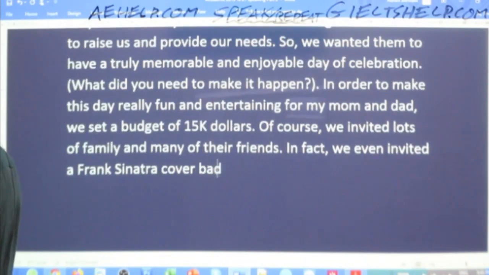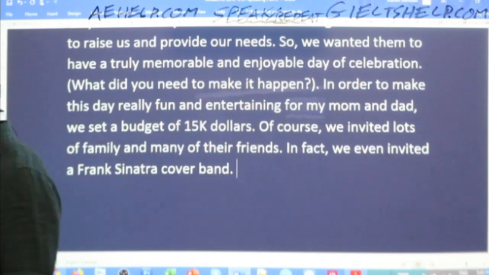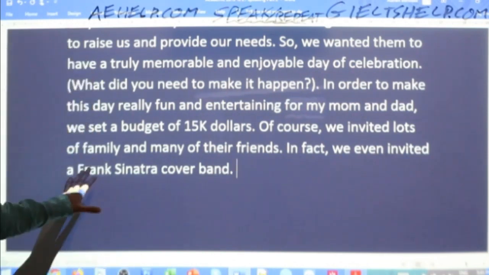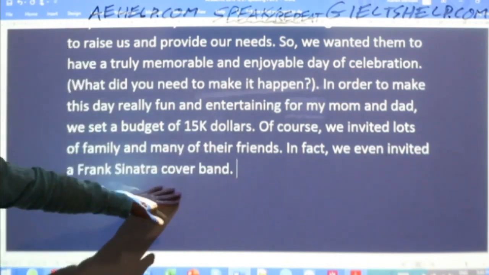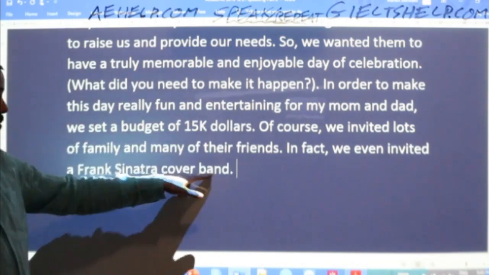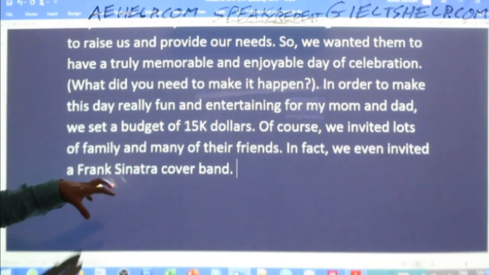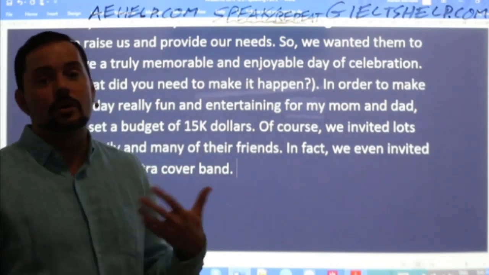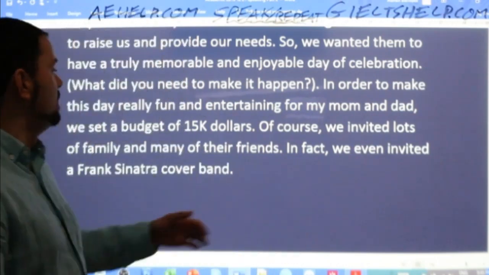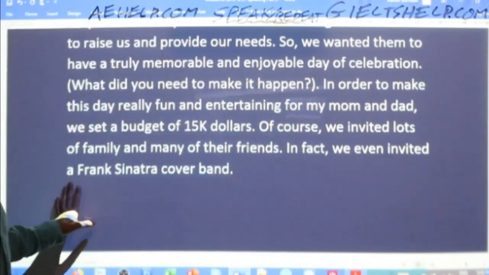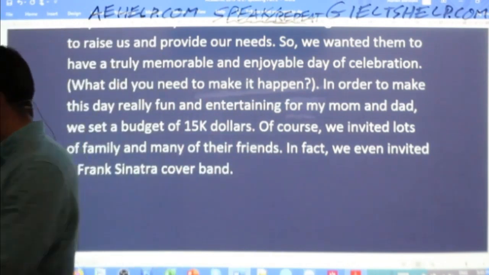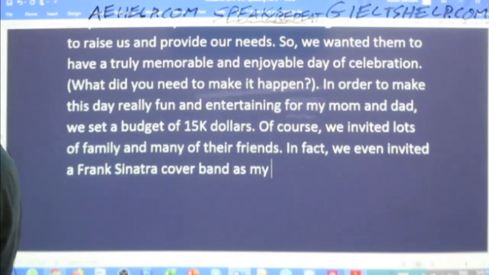cover band. Okay, and there's a nice new expression for you if you didn't know it. Cover band. A cover band is a special type of music group or band that plays some famous singer or group's music. So, in fact, we even invited a Frank Sinatra cover band, as my parents love his music, or his songs.